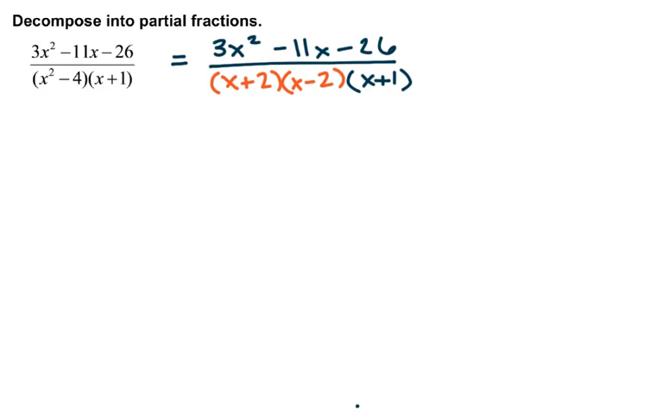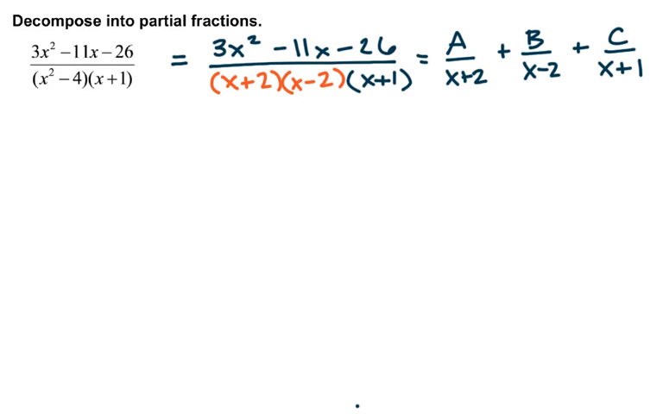And once we've done that one step at the beginning, then we can run through this and I can say, well, I have A over x plus 2, plus B over x minus 2, plus C over x plus 1. All right, so same problem like we just did, same as the other two examples. We just had to do that one step first, factoring.